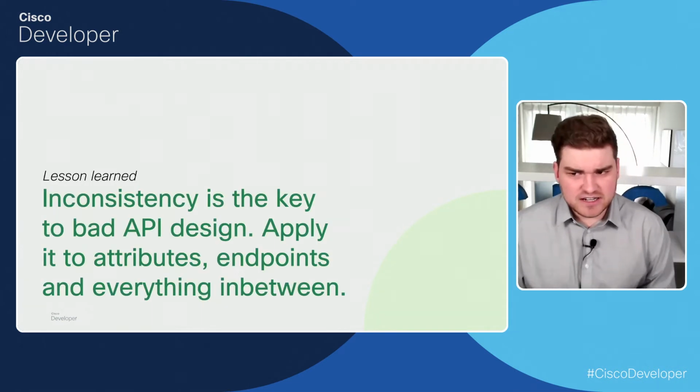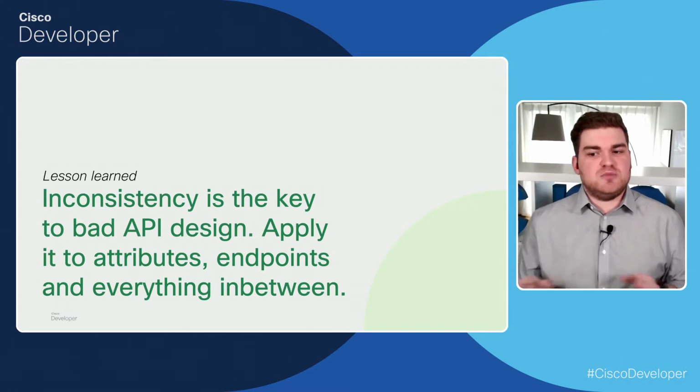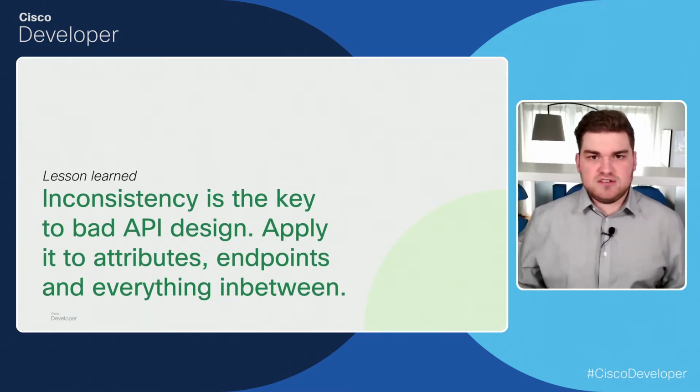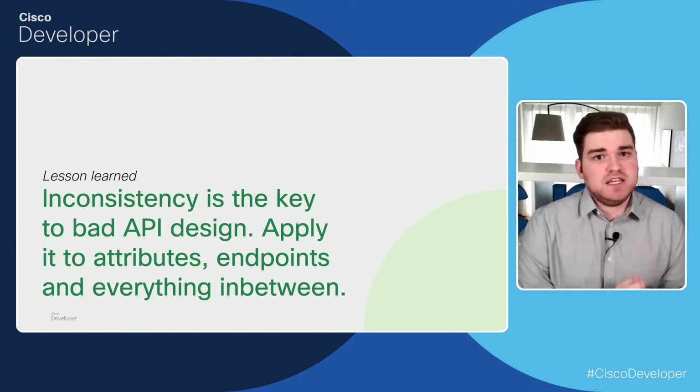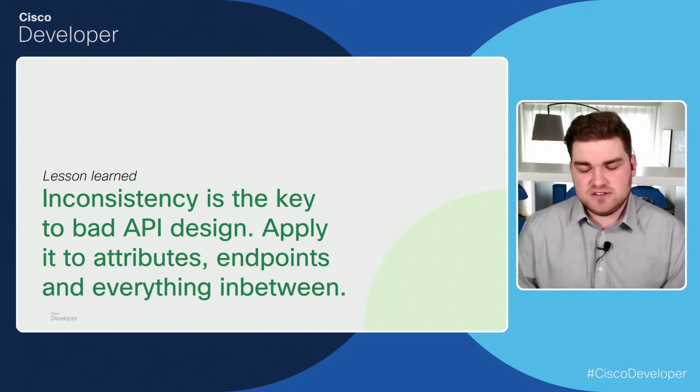So the lesson learned here: inconsistency really is the key to bad API design. Apply it to attributes, apply it to endpoints, and pretty much everything in between. Whenever you can be inconsistent, be inconsistent.